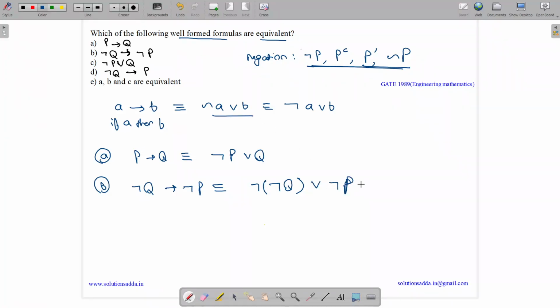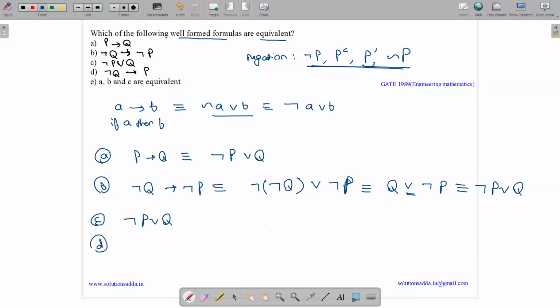And negation of Q is equal to Q. So it is equal to Q or negation of P. Or, as this OR is commutative, we can also write it as negation of P or Q. Let us see option C. It is negation of P or Q.